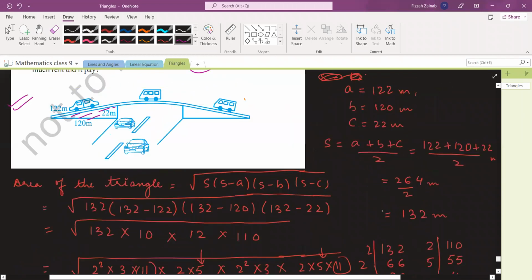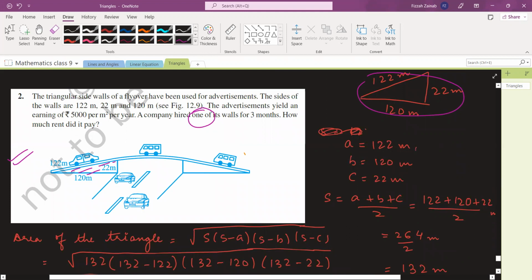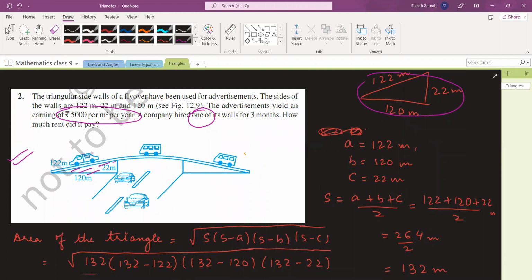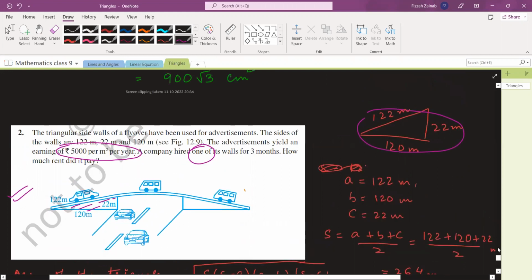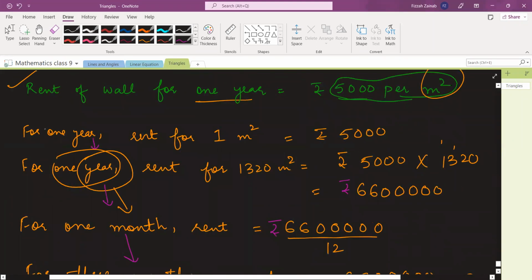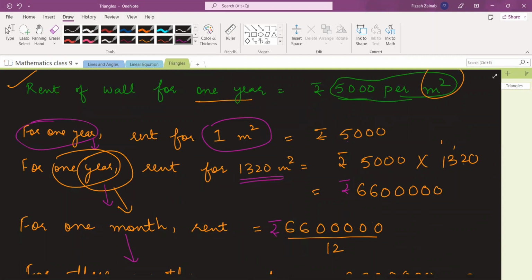Now in the question they are saying the advertisement yields an earning of rupees 5,000 per meter square per year. That means in 1 year, rupees 5,000 per meter square is the earning. So if a company is hiring one of its walls, how much rent does it pay? Basically this is the rate of rent which is given. So for 1 year, rent for 1 meter square is this much, and then you have got this much meter square, so you multiply and then you get this much.